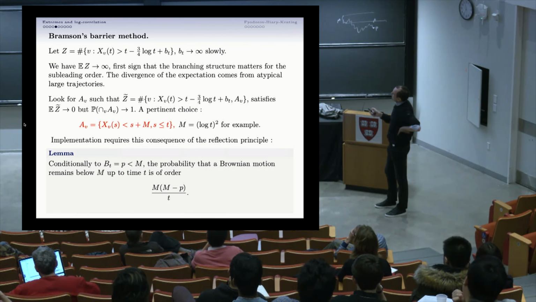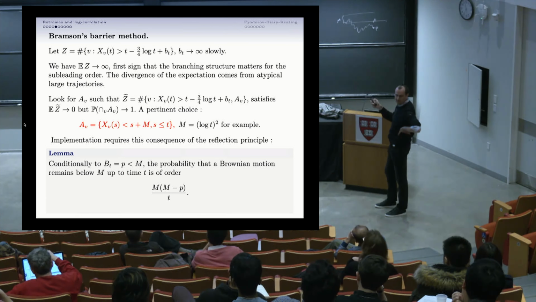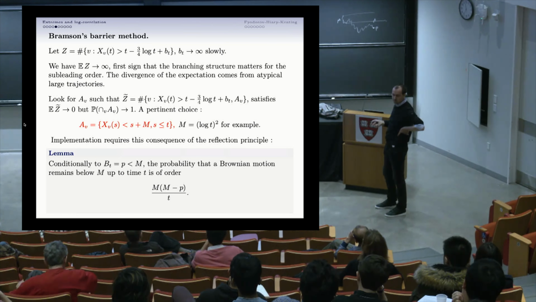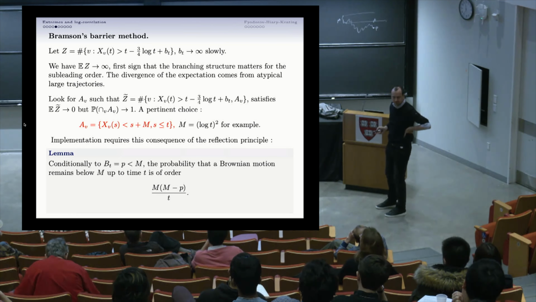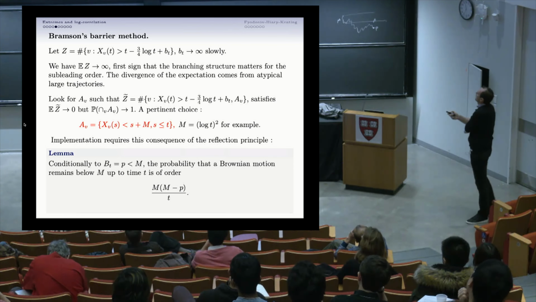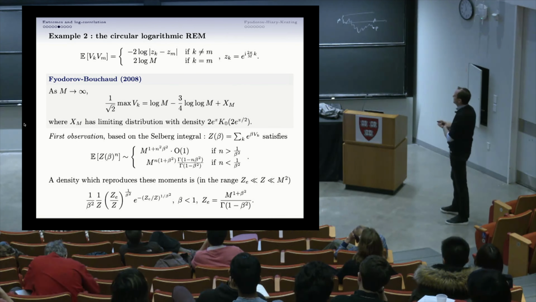So because you gain a 1 over t by conditioning on that event, it will actually decrease the naive 1/4 into a 3/4, and it happens to be the truth. There is a matching lower bound. So that was the first example.